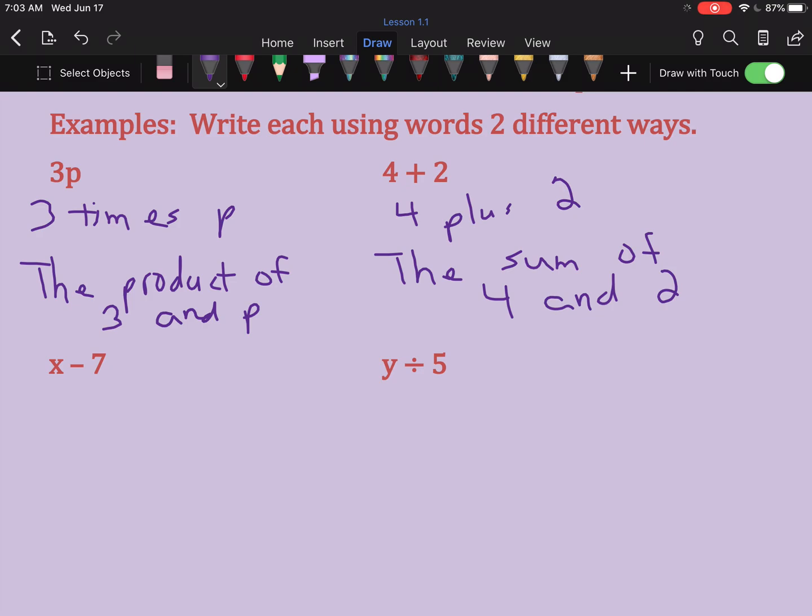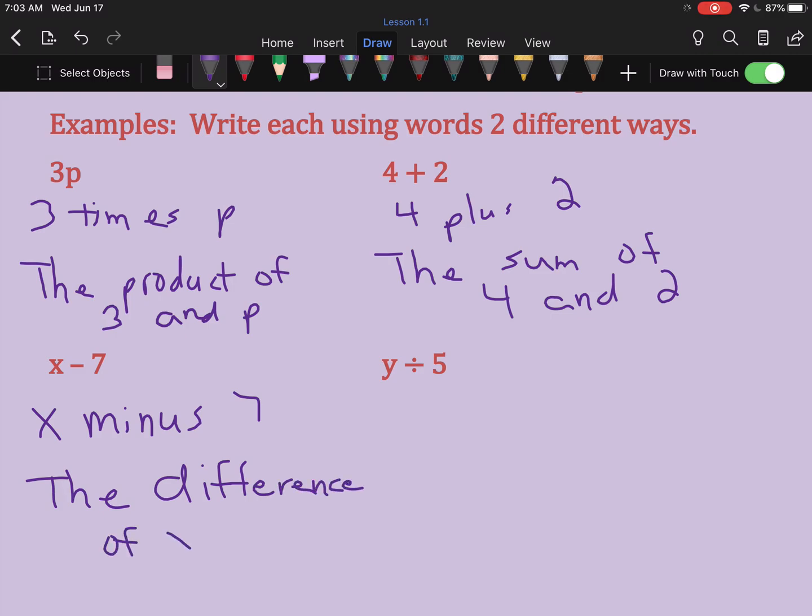Next up is x minus 7. So again, the easiest way of saying that is exactly what I just said, x minus 7. The fancier word for subtraction is difference. So we could also say the difference of x and 7.